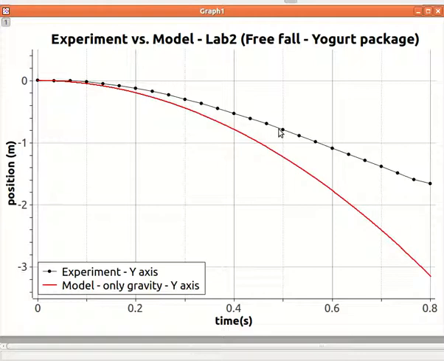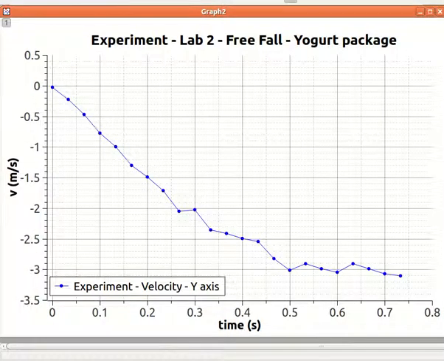We plotted the experimental position and the model, and we see that we don't have a good agreement between the experimental data and the model considering only gravity. It's also clear, observing the velocity of the experiment, that the model using only gravity is not good, because here we have a terminal velocity, a final velocity, from 0.5 seconds on.